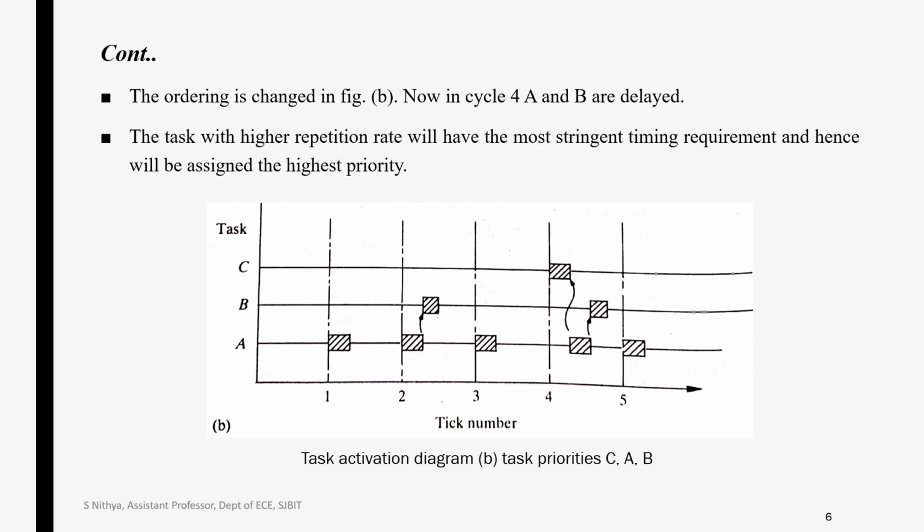So C will be taken under CPU execution. At the end of its execution, A and B are available in the queue. Among those two, A is the highest priority, so A will be selected first and then B will be executed next. And in the fifth clock cycle, as usual, A will keep on executing. This is one example of task activations.